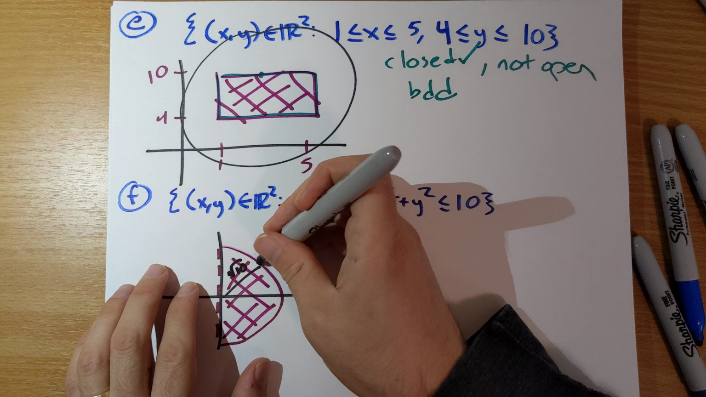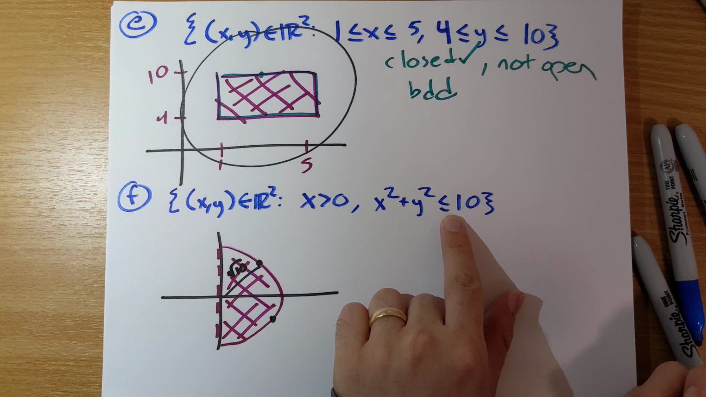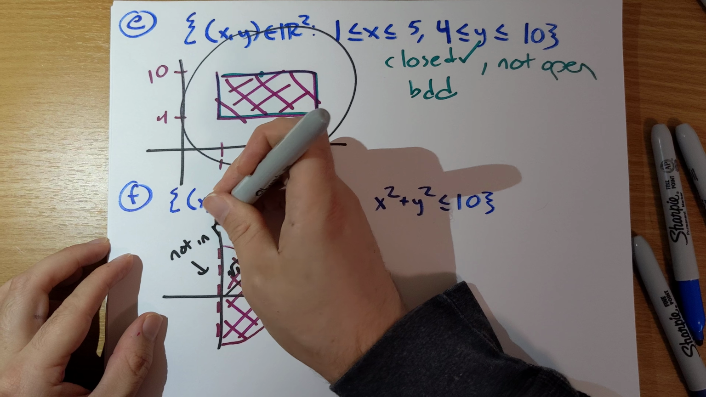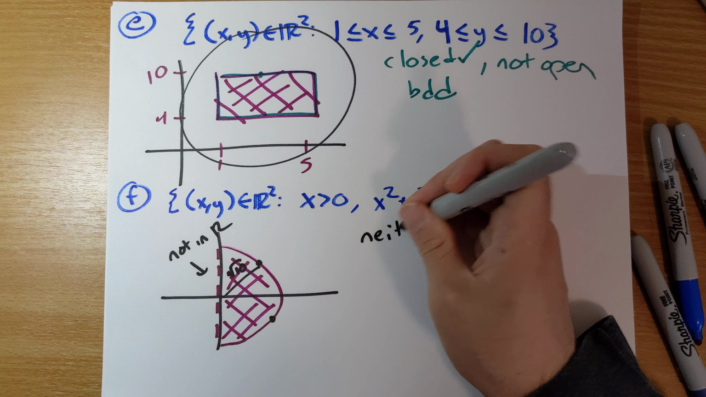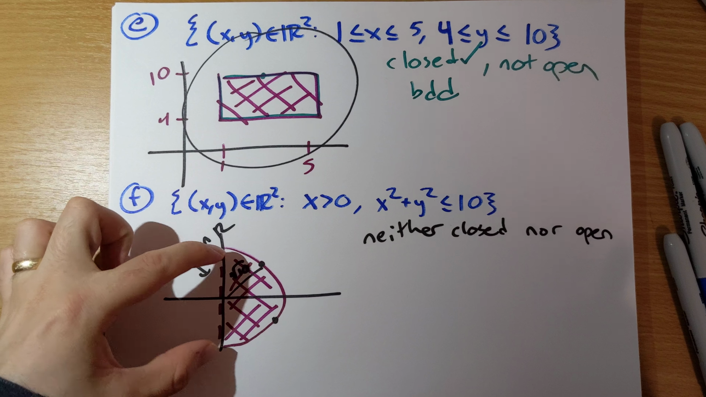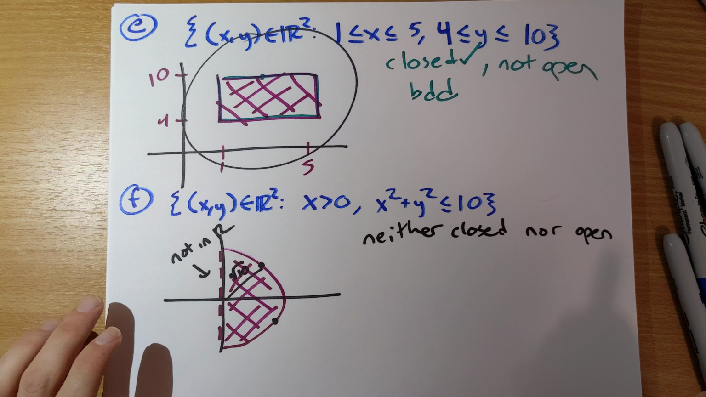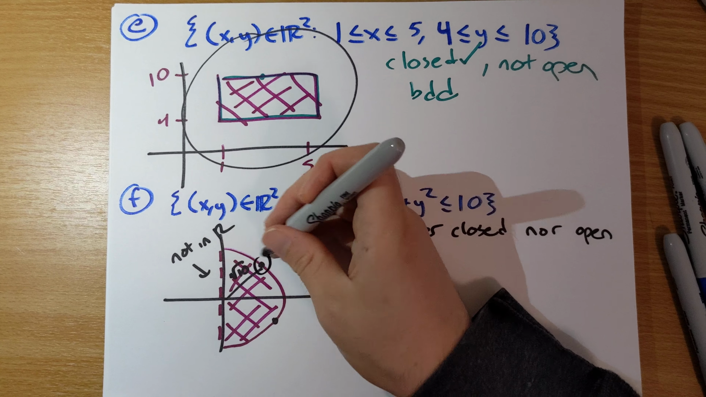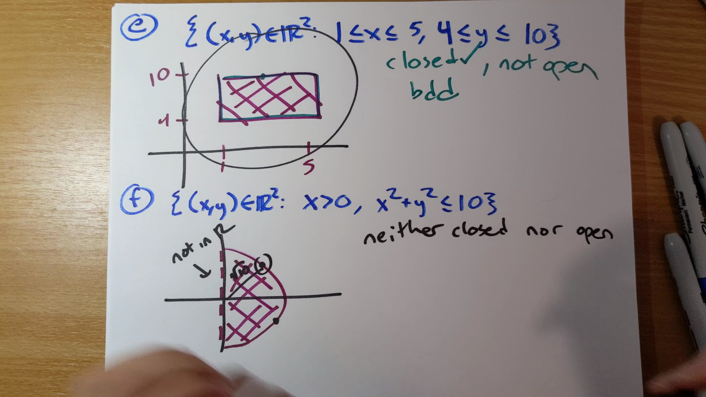And so over here, these points are going to be included. These points, there's a less than or equal to here, so these points are going to be included. But these points here are not in our set. X needs to be strictly positive. So this is going to be neither closed nor open, because the y-axis is part of the boundary. The set doesn't include the y-axis, but these points on the boundary are not in the interior. Any circle we draw around there is going to go outside of the set. So it's neither closed nor open.